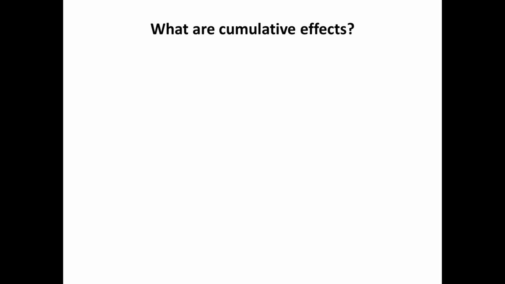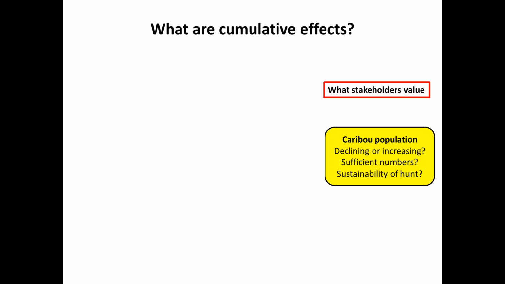Now, before I begin, I'd like to spend a bit of time talking about cumulative effects. This is a term that's often used, but not always clearly defined. So when we think about cumulative effects, we usually like to start by thinking about the things in the ecosystem that stakeholders care about. In the case of the Caribou Cumulative Effects Model, this is caribou populations and questions such as whether a population may be declining or increasing, whether population numbers are sufficient to ensure the long-term survival of a herd, and whether a particular rate of hunting may be sustainable into the future.